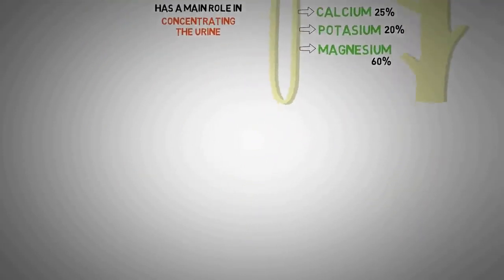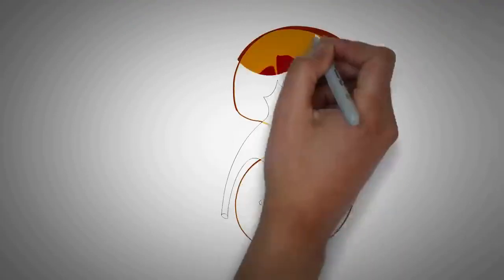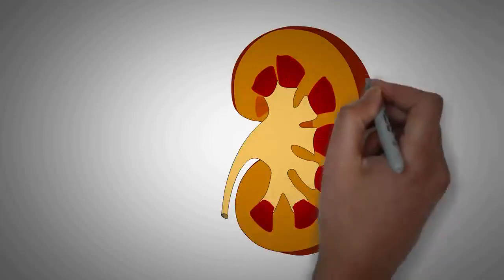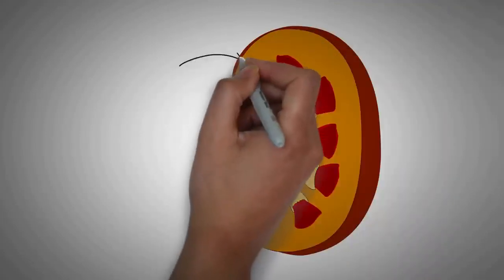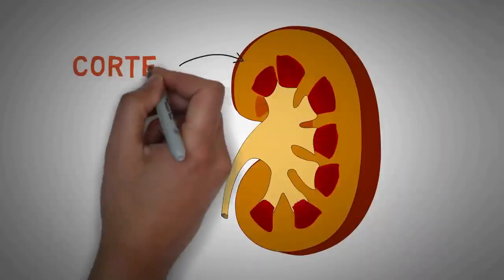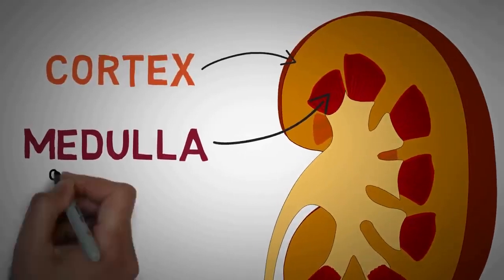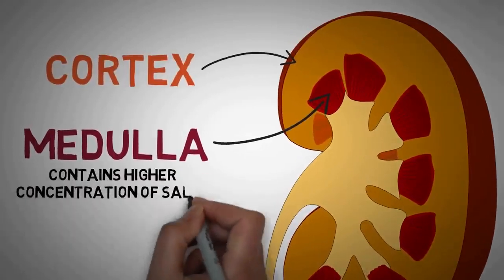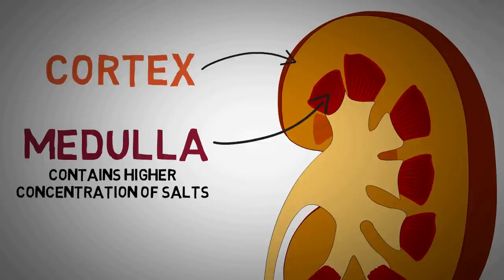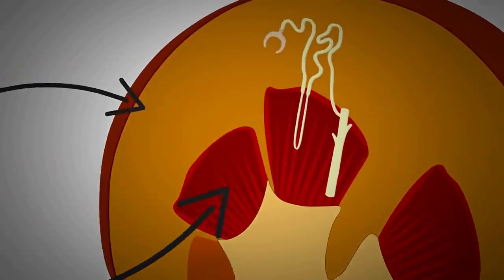And this is a complex topic and usually taught at the level of med school physiology, but I'll try to simplify this as much as possible. So pay close attention. So here is our section of kidney, and you can see how the structure of the kidney is divided into an outer cortex and an inner medulla. The inner medulla of the kidney is a very important region as it contains a higher concentration of salts as compared to the cortex of the kidney. This higher concentration of salts in the medulla is made possible by the loop of Henle of nephrons.